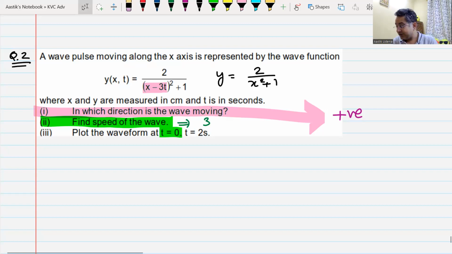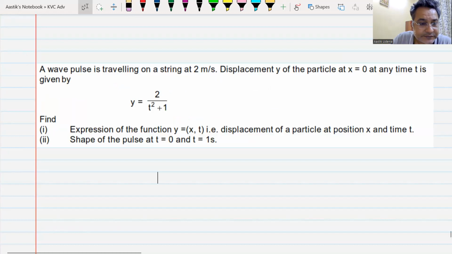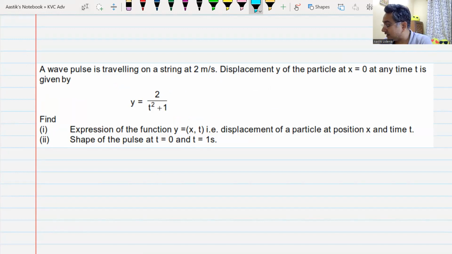Now we come to the reverse part of this question. This is the reverse question of this. A wave pulse traveling on a string at 2 meters per second. The displacement y of a particle at x equal to 0 at any time t is given by this equation.